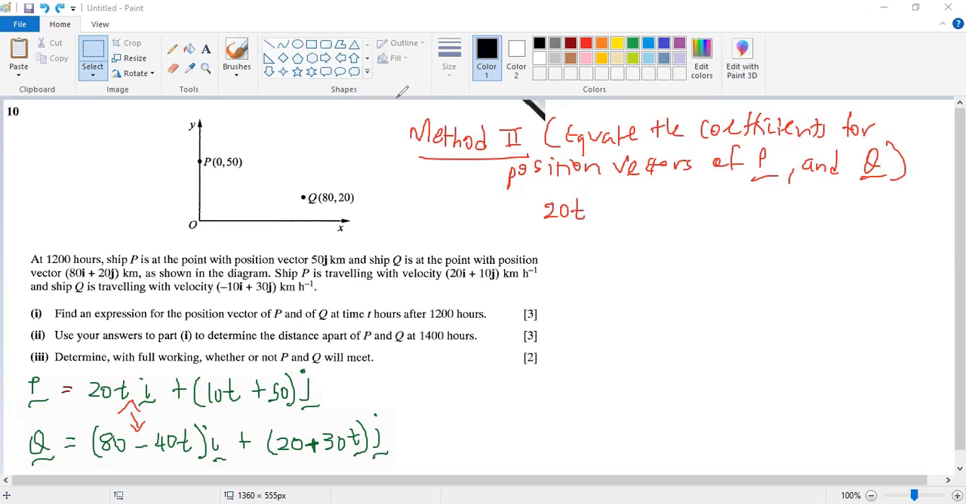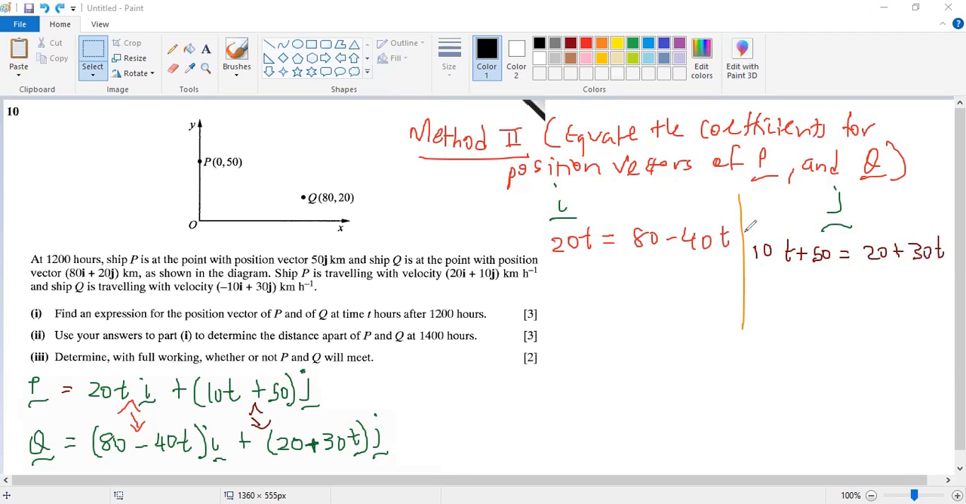Looking at the coefficient of i, we get one equation, and of j, we get another. The red one tells me the coefficient in front of i only: 20t equals 80 minus 40t. And at the same time, on this side, the coefficients of j are equal, which reduces to 10t plus 50 equals 20 plus 30t.